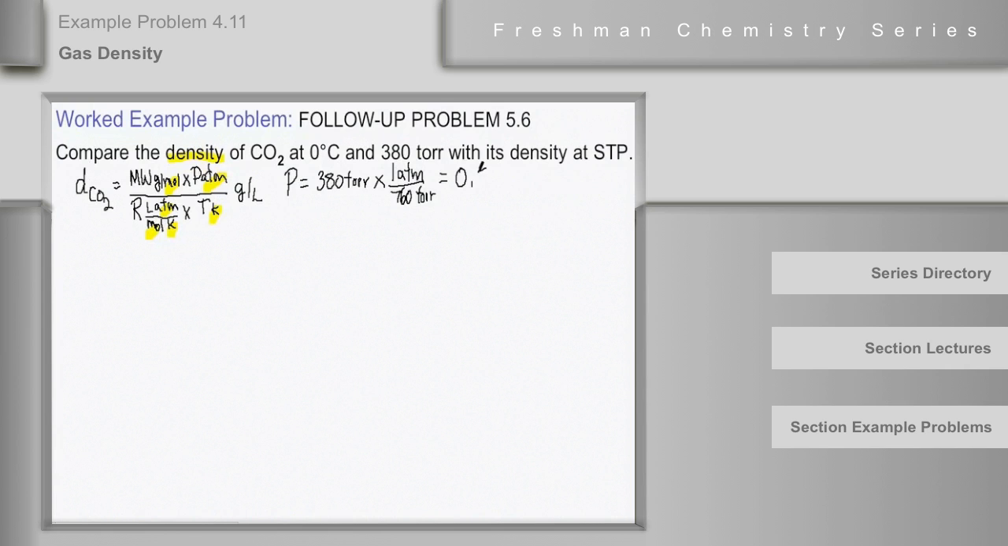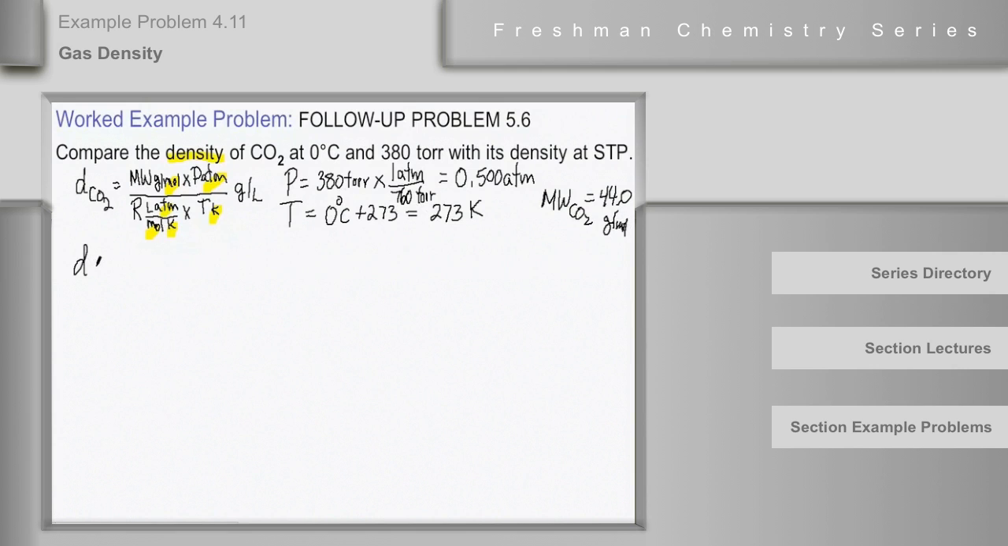which is 0.500, half an atmosphere. And we need the temperature in kelvins, 0 degrees Celsius plus 273 gives us 273 Kelvin. So we can now plug in this information along with the fact that the molecular weight of CO2 is 44.0 grams per mole.